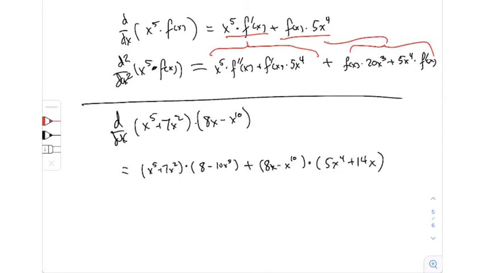Excellent. Great. This is the product rule. You should remember the product rule. It's not so hard to remember, I don't think.